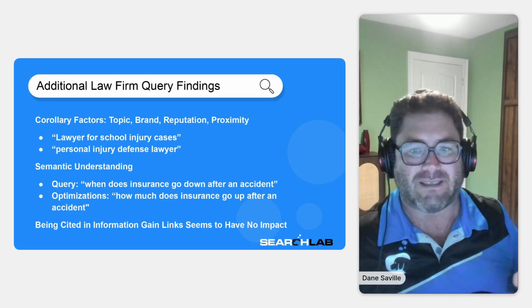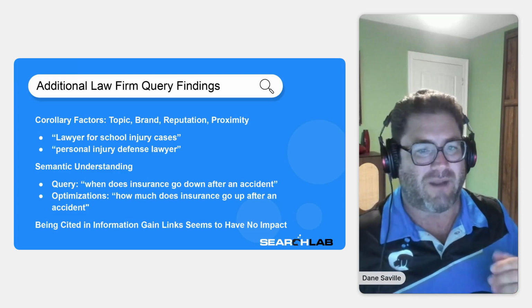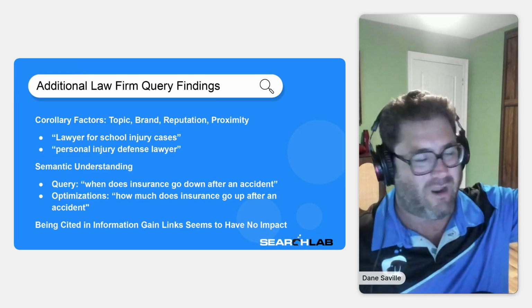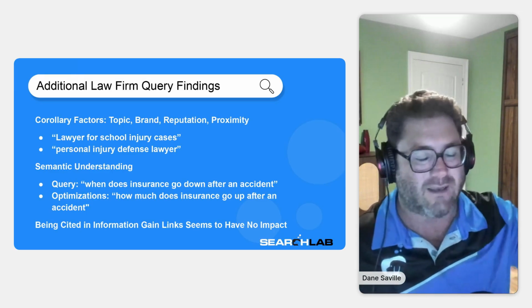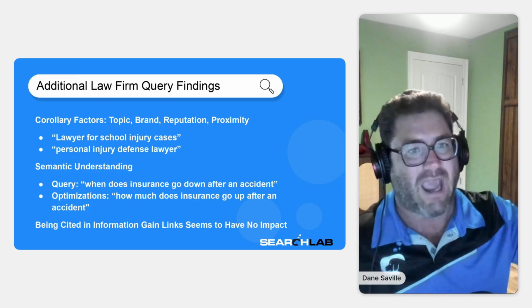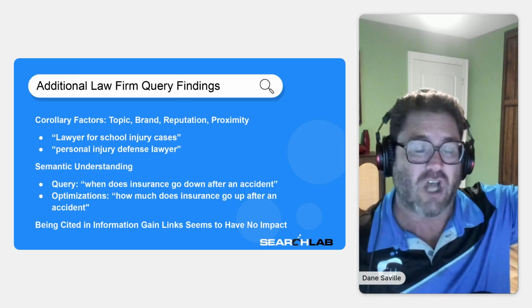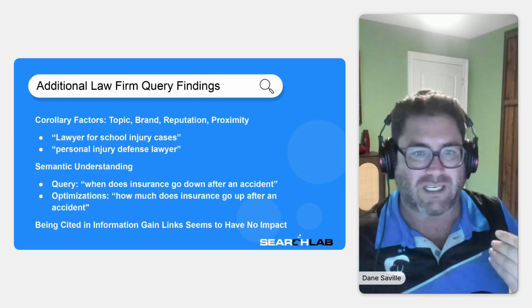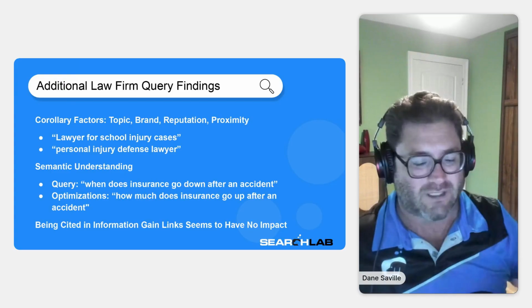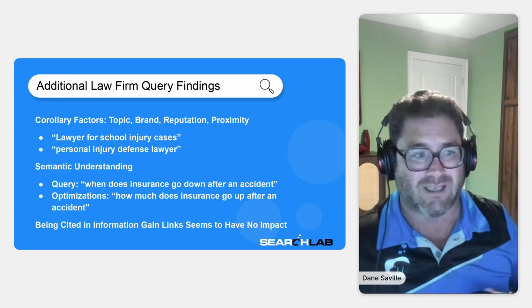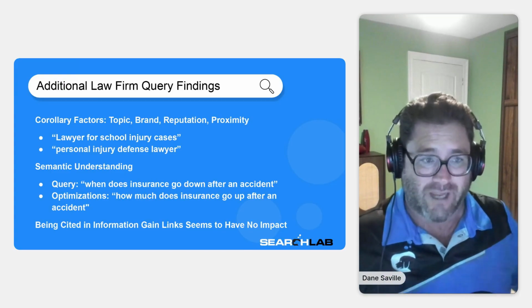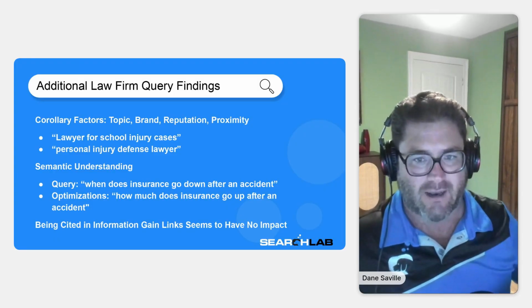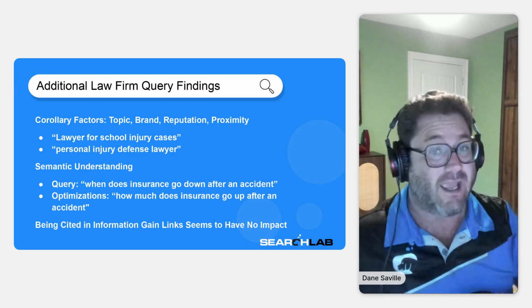Now, lastly, being cited in the information gain links seems to have no impact on whether you're in that primary citation. If you're in all those additional information gain citations, that didn't really seem to have an impact on whether you were listed as one of the top 3 native citations to answer that initial query, because it was a very large mixed bag. Sometimes that number 1 citation was in 1 out of 10 information gains, sometimes it was in 8 out of 11 information gains. So there was no real correlation between having that information gain and being that top citation. But again, it was inconsistent.